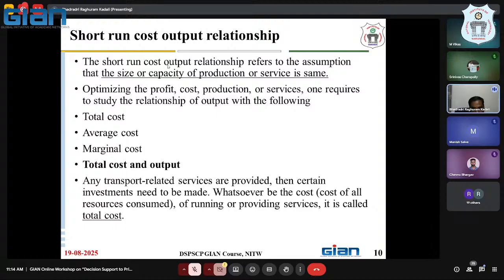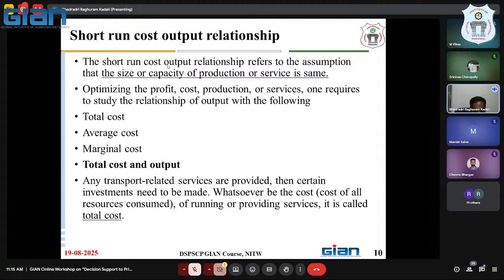The short-term cost is the output relations reference corresponding to the assumption made in terms of the size and the capacity of the production or service, and optimizing corresponding to the profit you are achieving, or maybe the benefit you are achieving with respect to the activity you have done. Then what is the cost respective to that activity?